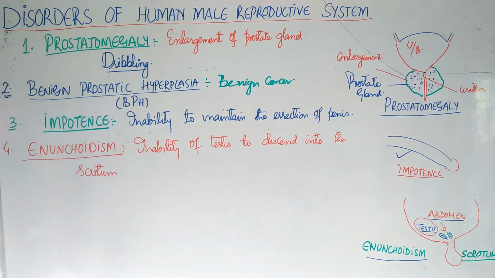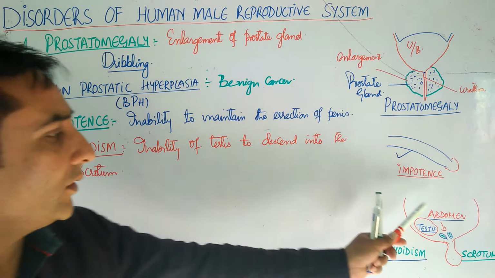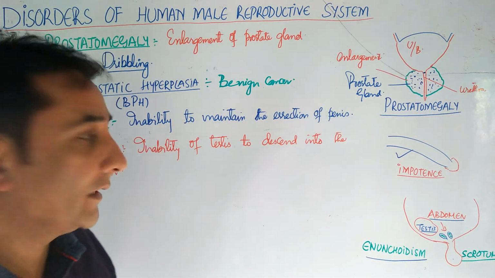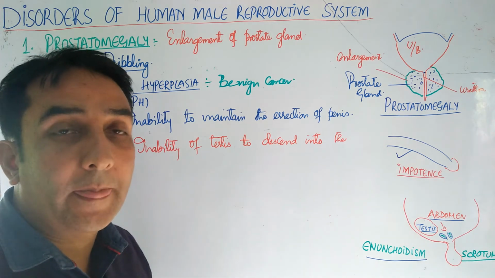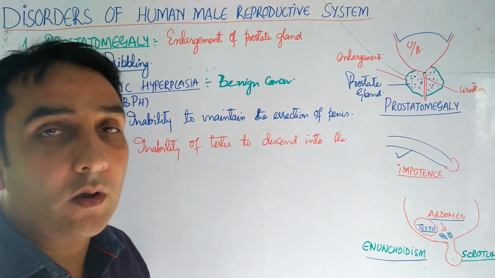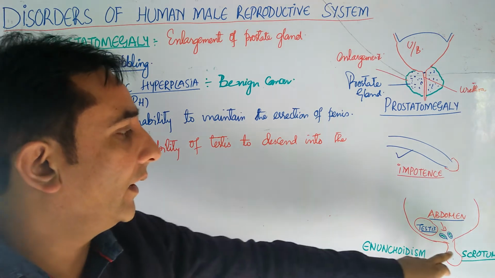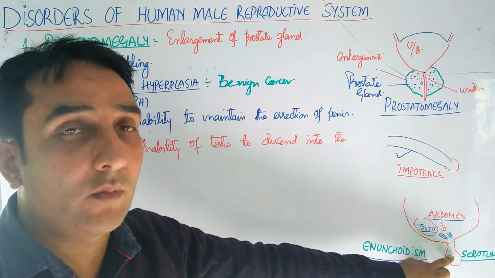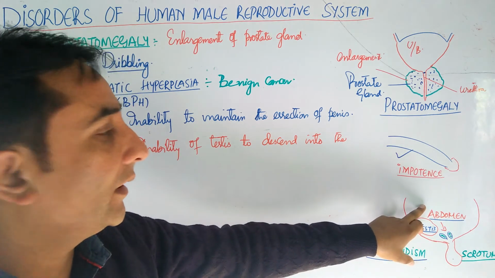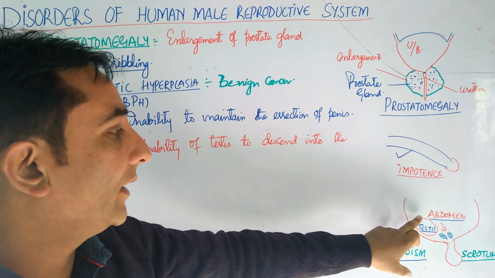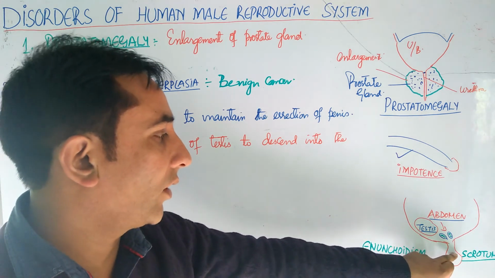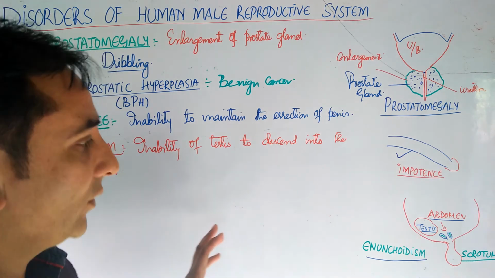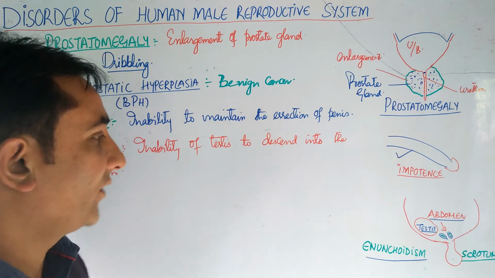So it is another disorder in which the testes fail to descend down into the scrotum. It results in sterility. As you see, spermatogenesis, the formation of spermatozoa, can only occur in the scrotum, as the temperature in the scrotum is suitable for sperm formation, but it is not suitable in the abdomen. So if the testes fail to descend into the scrotum, no spermatogenesis will occur and such persons will be sterile.